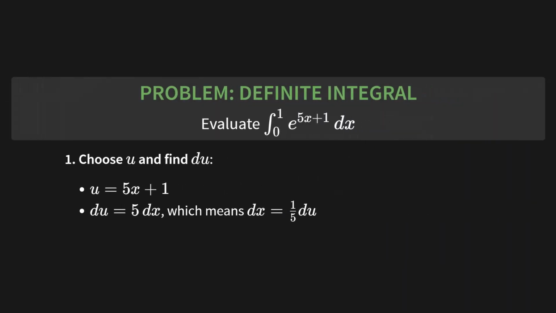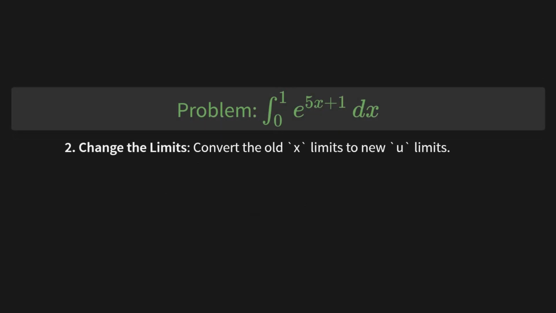Let's try a problem, a definite integral. Evaluate the integral from 0 to 1 of e to the 5x plus 1 dx. Step 1. Choose u and find du. Pretty standard. u equals 5x plus 1. du equals 5 dx, which means dx equals 1/5 du. Now for the key step.